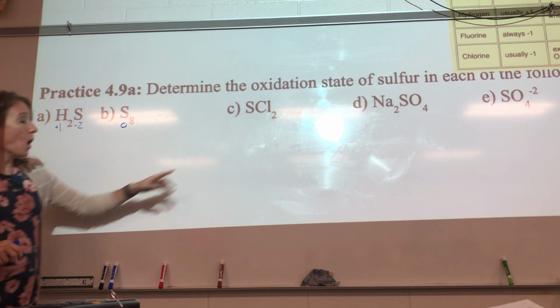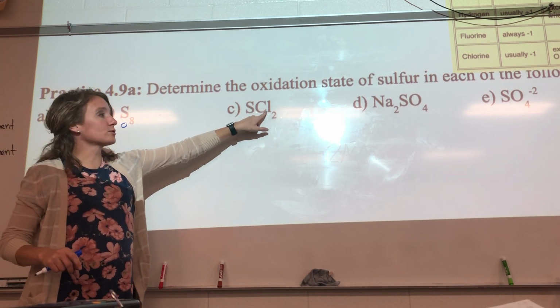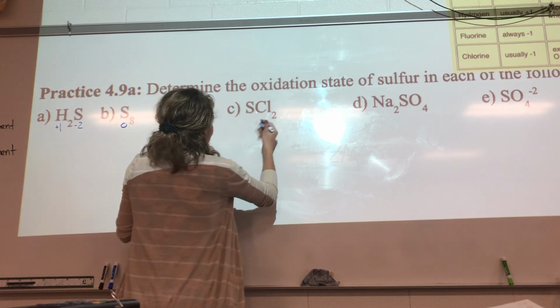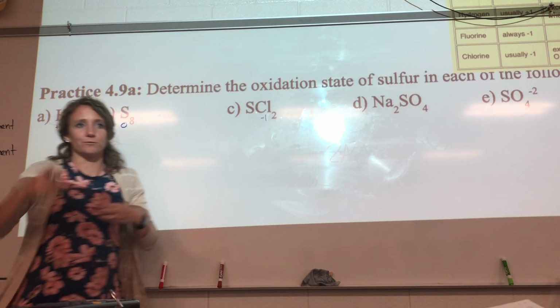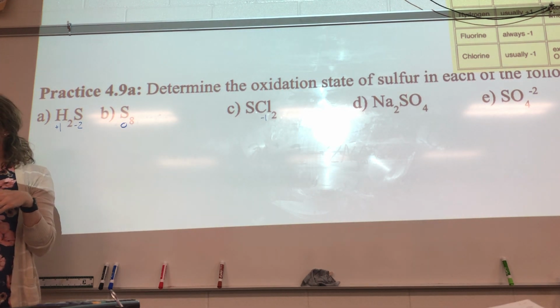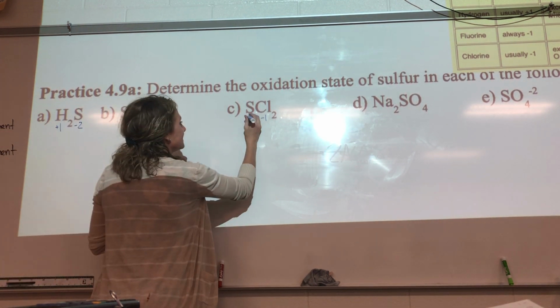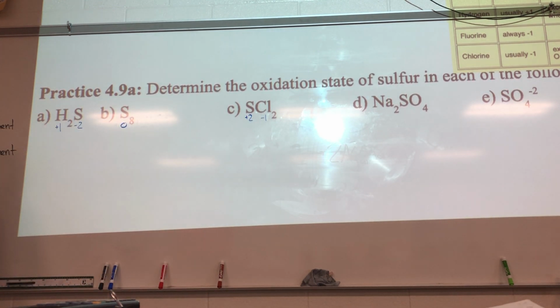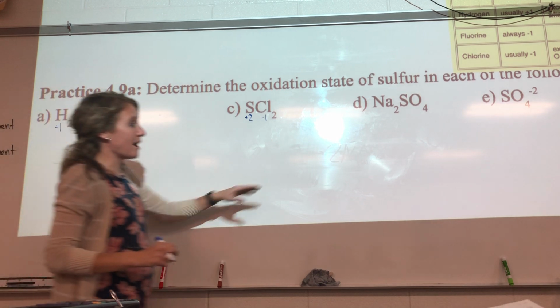So, okay, coming to this one. What's the rule for chlorine? Usually -1. So we don't have anything else to believe, so we go off the usual rule. I have 2 of them, so sulfur in this case must be a +2. Okay, moving on.